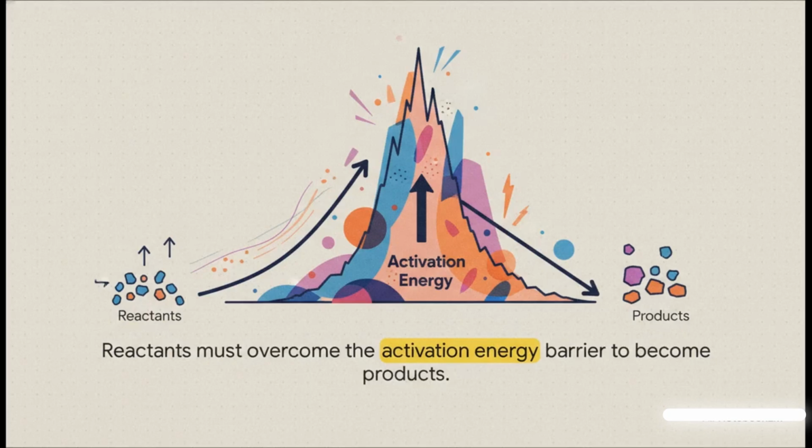This diagram shows that energy hill perfectly. The reactants are just sitting there in a low energy valley. To turn into products, they need a big boost of energy to get to the very top of that hump, to a place called the activated complex. The height of that hump is the activation energy. The higher that hill is, the fewer molecules are going to have enough energy to make it over, and the slower the reaction is going to be.